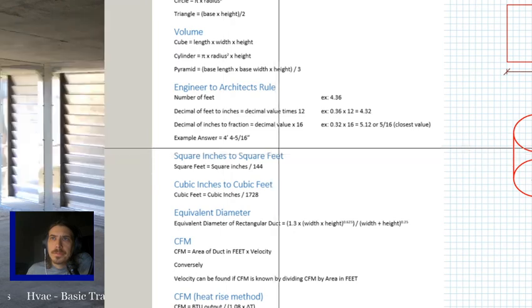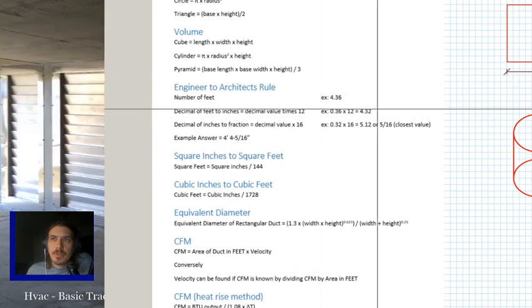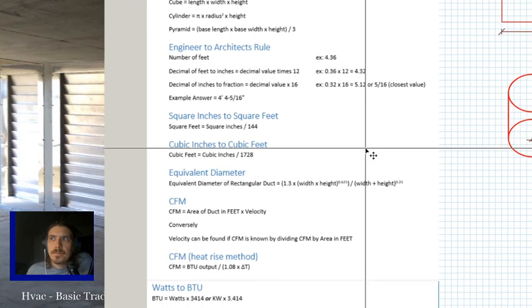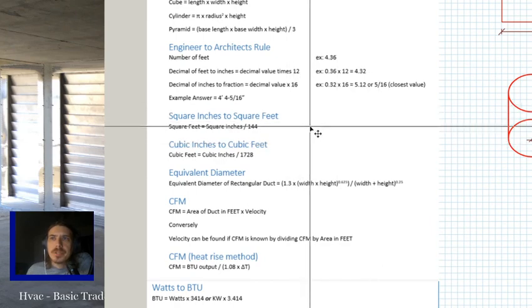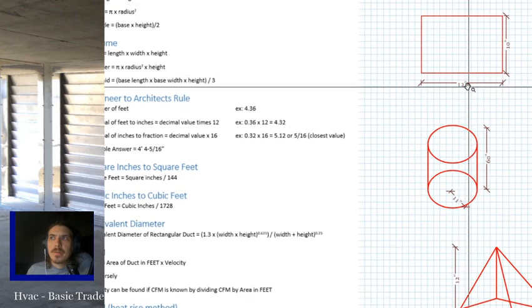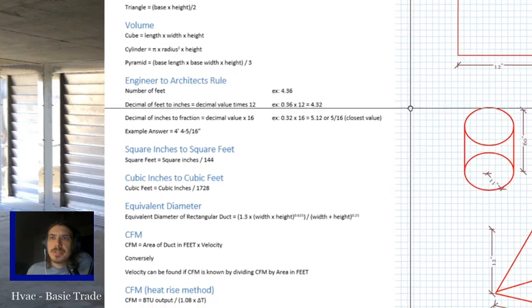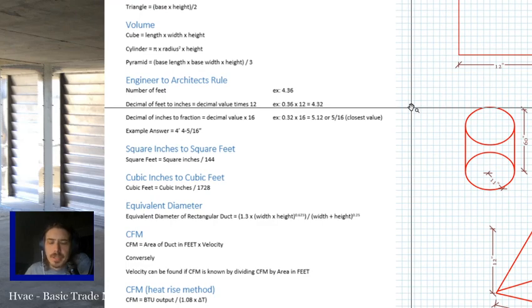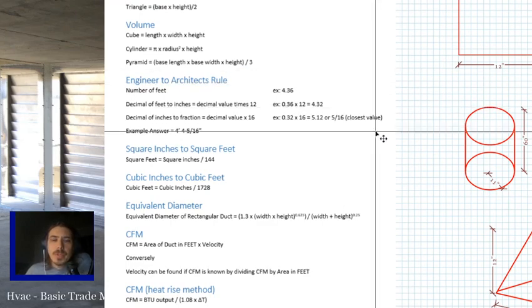As I said before, let's skip engineer to architect's rule. I want to come back to that. For now, let's go square inches to square feet. So if you have this rectangle, 12 inches by 10 inches, especially if we're dealing with ducts, when we get into CFM, most of the time we're going to have to take that area of the duct and convert it to square feet instead of square inches because our measurements are cubic feet per minute. They're not cubic inches per minute.